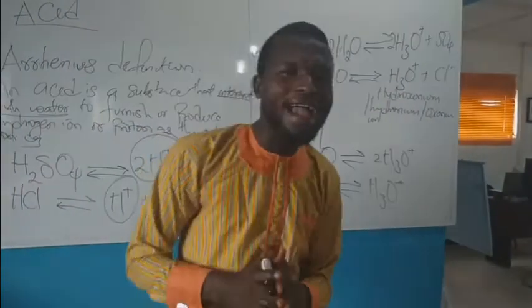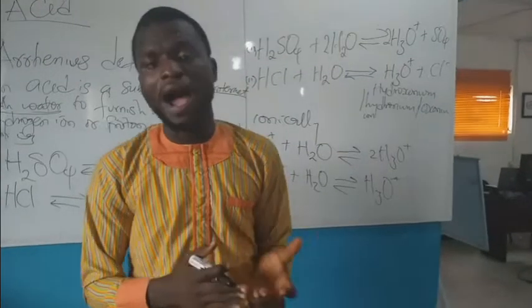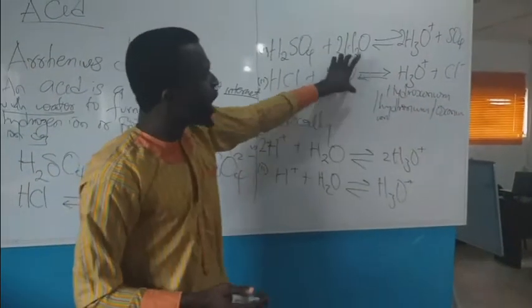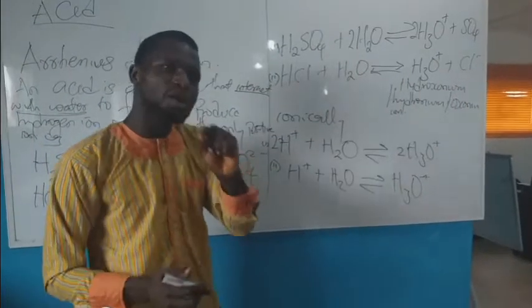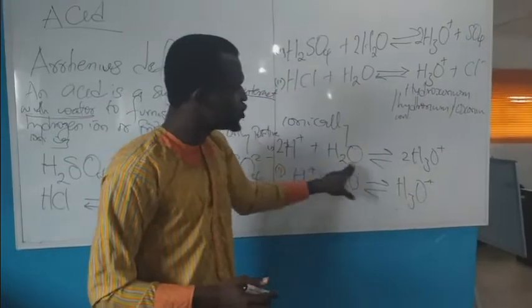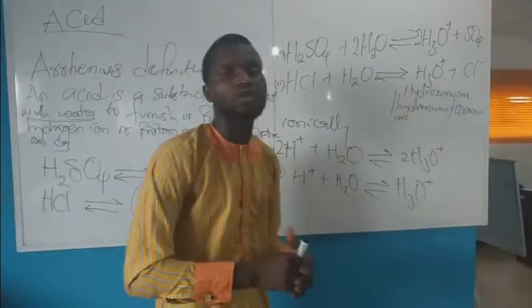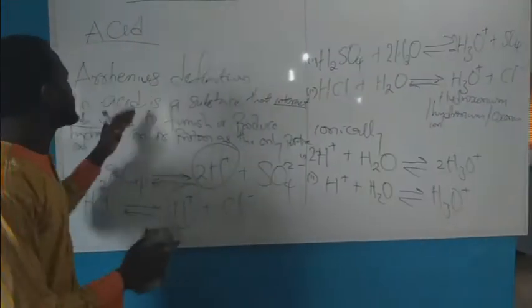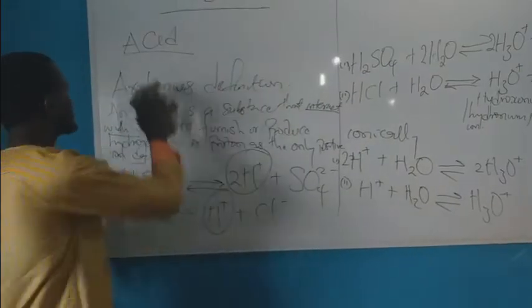Therefore, when asked in external exams like WAEC SSCE, WAEC DC, NECO DC, you have to define acid as a substance that interacts with water to produce hydronium ion as the only positive ion. That is the definition by Arrhenius.